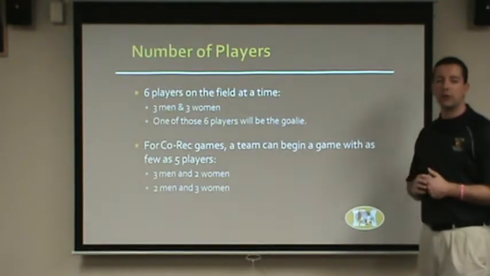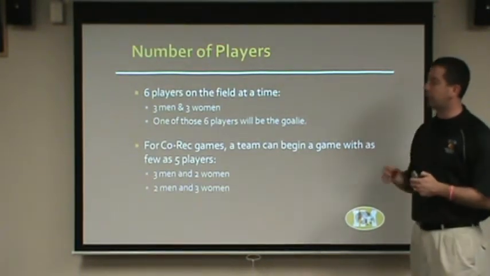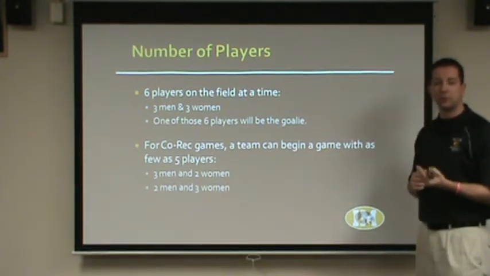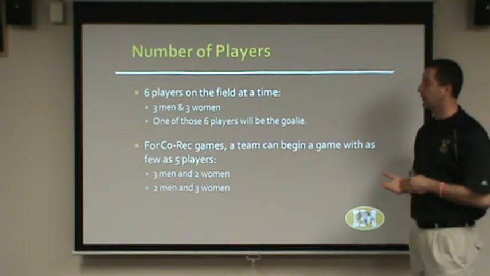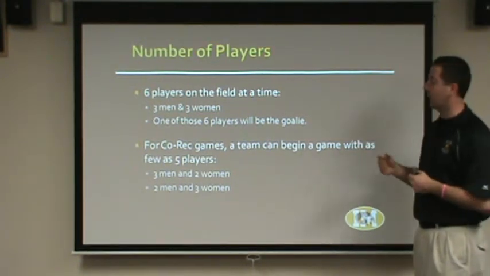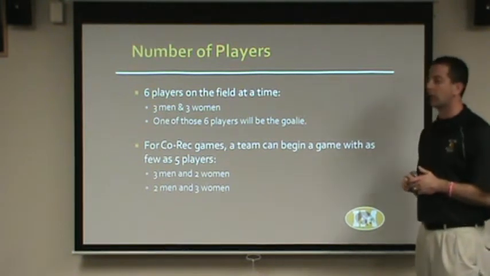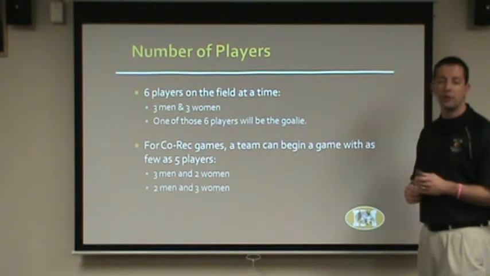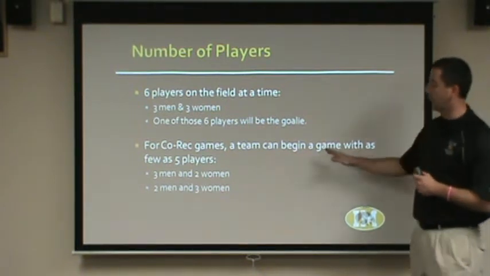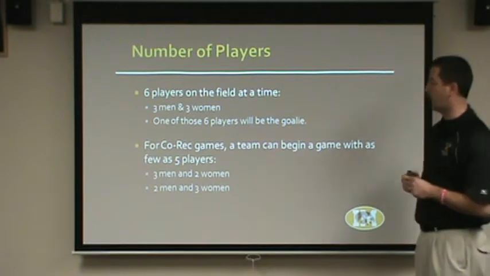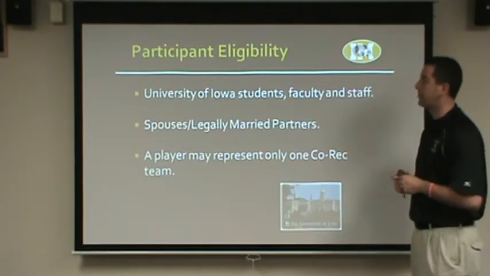As far as the number of players go for each team, there are 6 players on the field at one time. And it is co-rec, so we do have 3 men and 3 women playing at any one time. And one of those 6 players will be the goalie. It doesn't matter if a male or female is goalie, but one of those 6 will be the goalie. And also for co-rec games, you can start the game with as few as 5 players. With those 5 players, you have to have a 3-2 ratio as how that matches up there, men versus women.